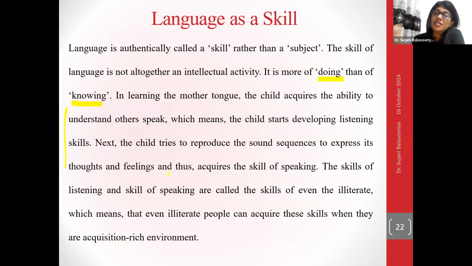Then the child tries to reproduce the sound sequences to express its thoughts and feelings. Right. Not only listening, no, right? At the very first stage, the child is listening, but soon after that, it is combined with speaking, because the child tries to produce its own utterances in response to these listening stimuli. So then it is the skill of speaking.